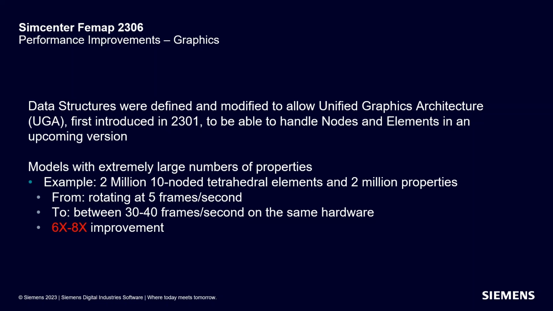And then also, I'm not sure how often this is totally relevant, but if you have an extremely large model with an extremely large number of properties, basically one property per element, then that could bog Femap down considerably. And the Femap team has basically enabled this to be a thing. And now there's a 6 to 8x improvement in frames per second for the same hardware on this extremely large model.